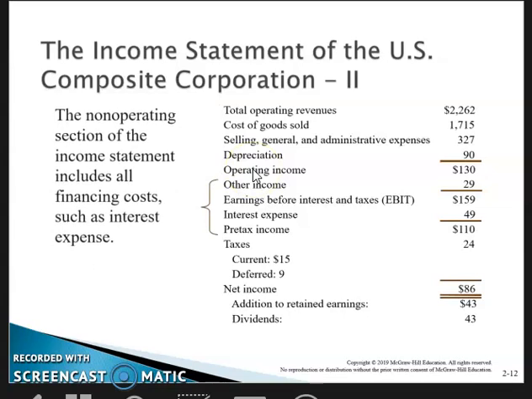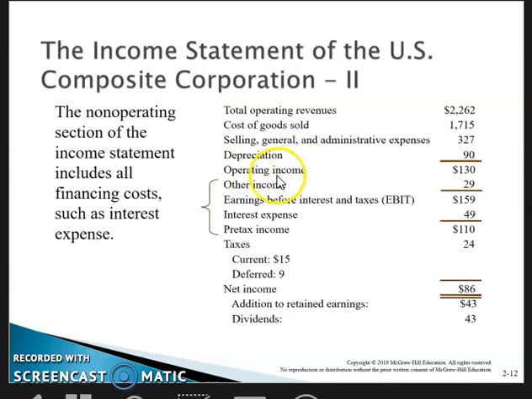Next we move down to the non-operating section. We add in other income, and this could be income from investments or interest earnings of some sort. We add that in, and we come up with earnings before interest and taxes, or EBIT. Next we subtract out interest, and we get pre-tax income, or EBT. A lot of times it will be referred to as earnings before taxes.